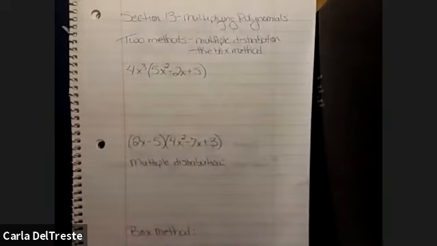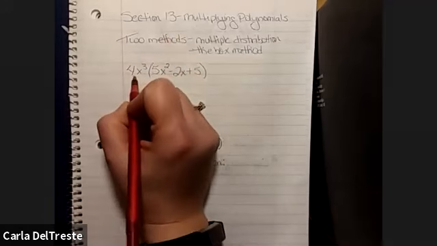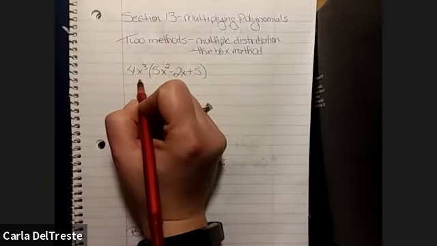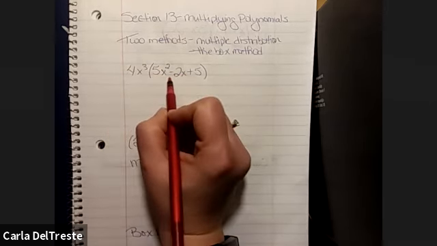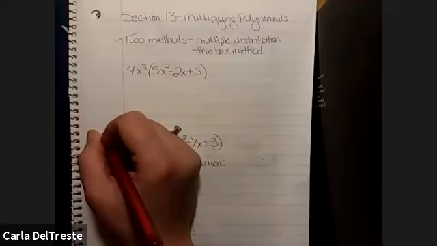We're going to focus on two methods. We're going to focus on multiple distribution and the box method. So multiple distribution is basically distribution. It's exactly what we remember, hopefully you remember, to do for distribution. So here I'm multiplying 4x to the third, which is a monomial, that's one term, times a trinomial, which is a three-termed polynomial.